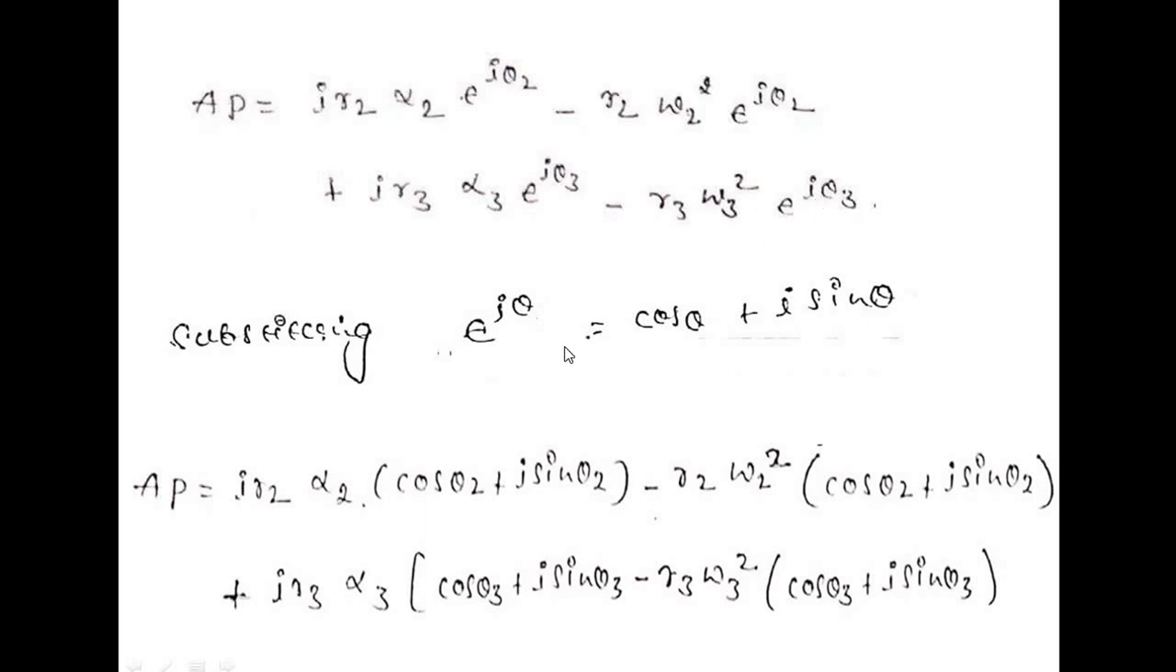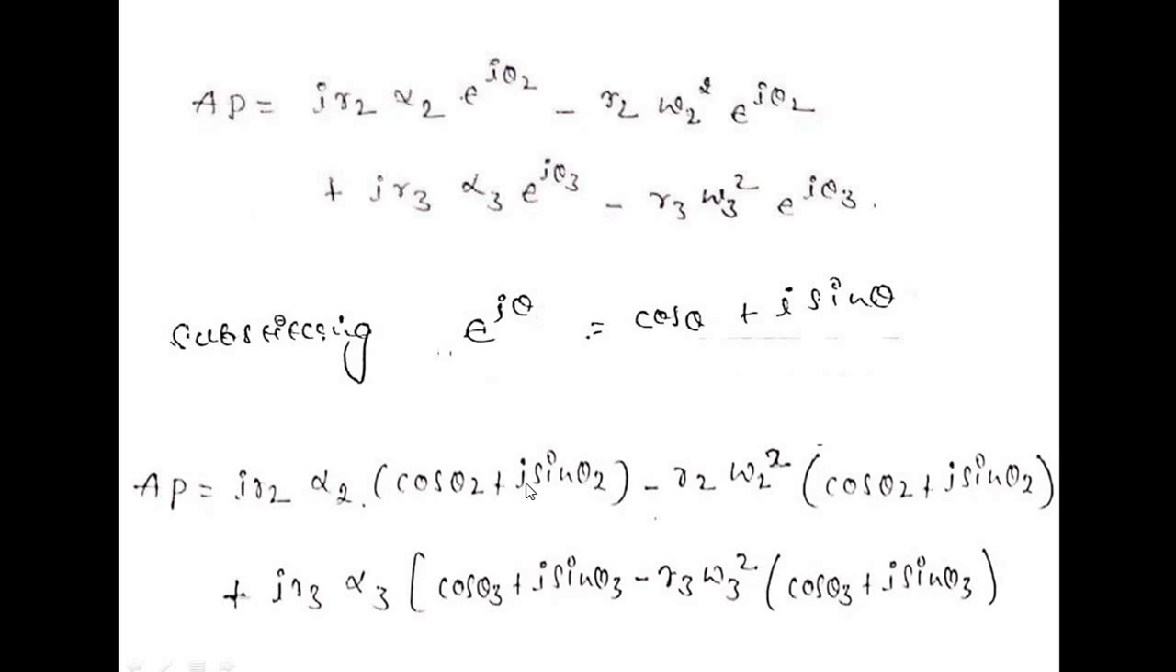theta 3. So in place of e to the power of i theta, we replace it as cos theta plus i sin theta. So in place of e to the power of i theta 2, we replace it by cos theta 2 plus i sin theta 2, and here also e to the power of i theta 2 we replace by cos theta 2 plus i sin theta 2. Similarly for e to the power of i theta 3, we will replace it with cos theta 3 plus i sin theta 3.